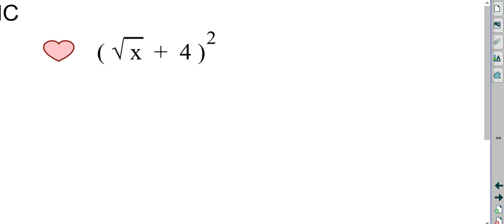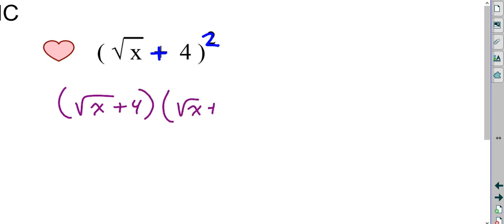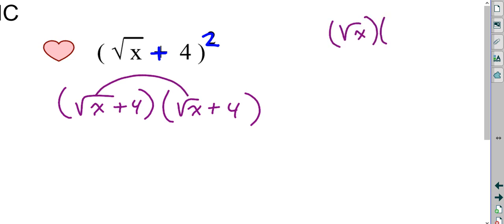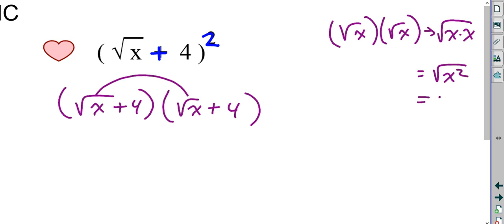Okay, now this one, there is a plus in here. And this square right here means that we need to write it twice. This means we have the square root of x plus 4 times the square root of x plus 4. We're going to go ahead and distribute. Square root of x times square root of x, let's do that on the side. That's the same thing as the square root of x times x, which is the square root of x squared. The square root and the square cancel each other out, which is x. So square root of x times square root of x is just plain old x.